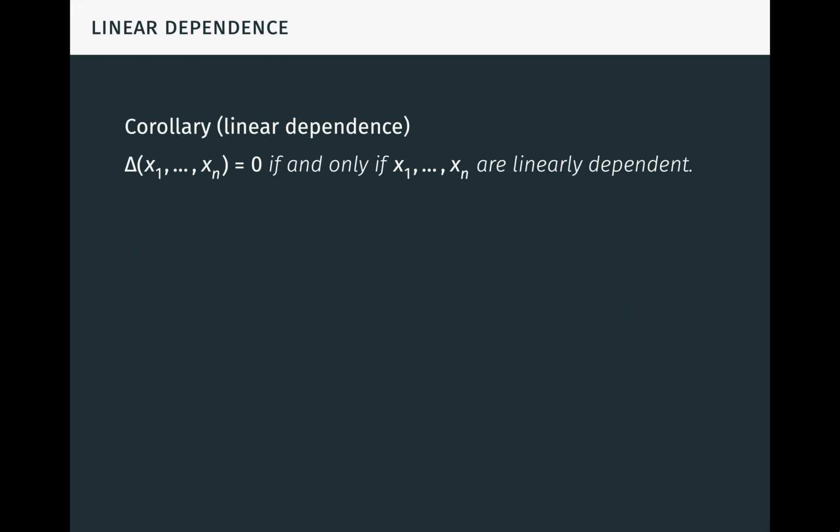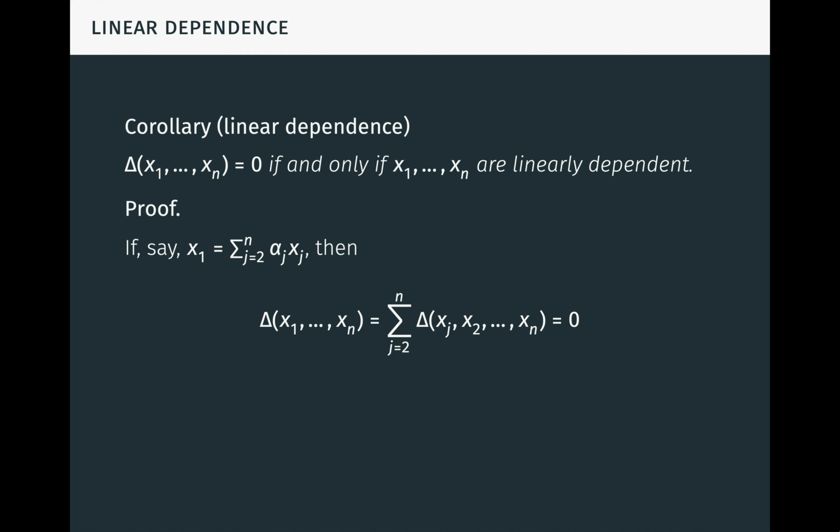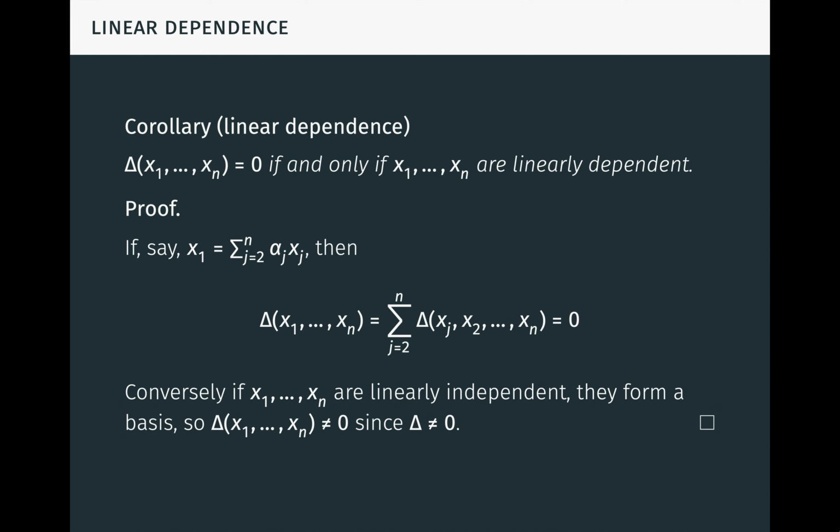As a corollary of this proof, we also see that delta determines linear dependence. That is, delta of x1 to xn is 0 if and only if x1 to xn are linearly dependent. Indeed, if, say, x1 is a linear combination of the other vectors, then it follows from the multilinearity and alternating properties of delta that delta of x1 to xn is just a sum of zeros, which is 0. Conversely, if x1 to xn are linearly independent, they form a basis, so delta of x1 to xn must be non-zero since delta is non-zero.